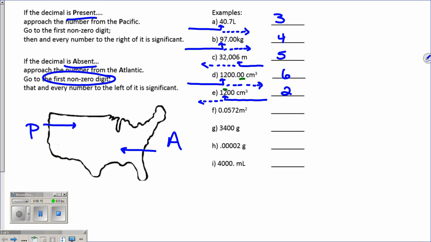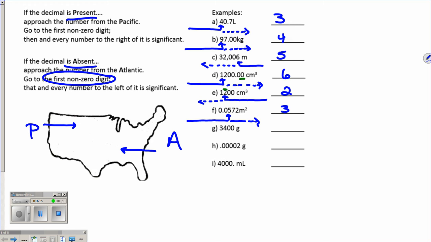Okay, letter F, the decimal is present, so we're going to come from the Pacific. We start counting with the 5. That and everything to the right is significant, so that has 3 significant digits. The rule here is that leading zeros are never significant.